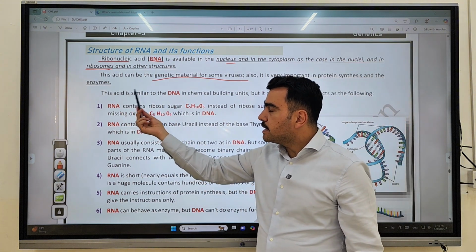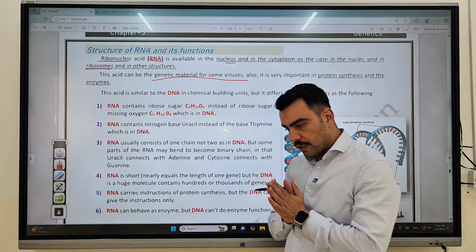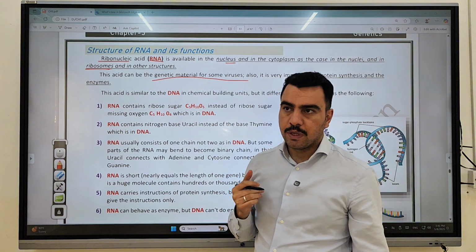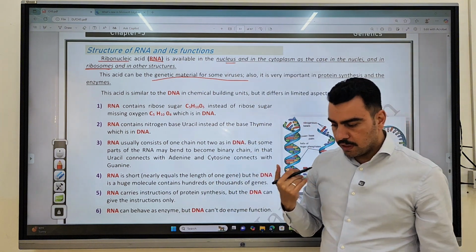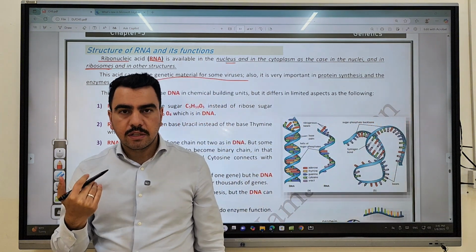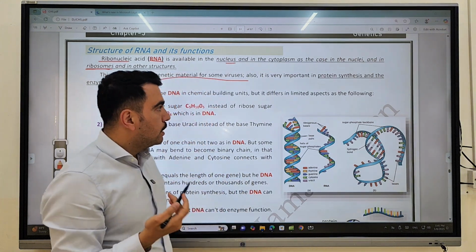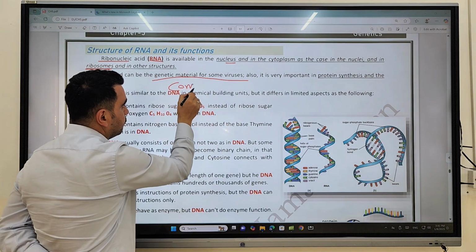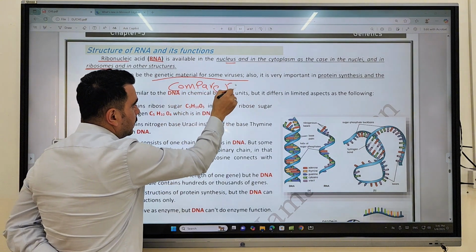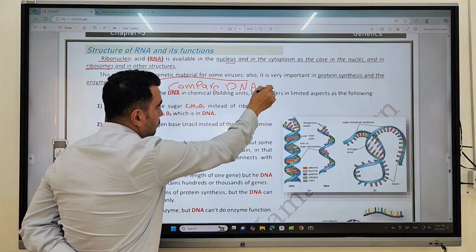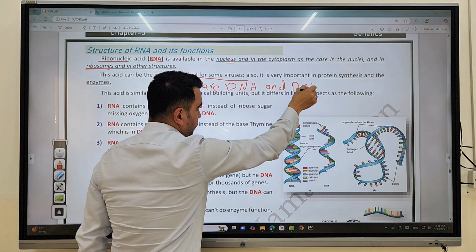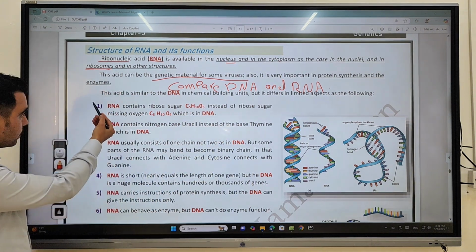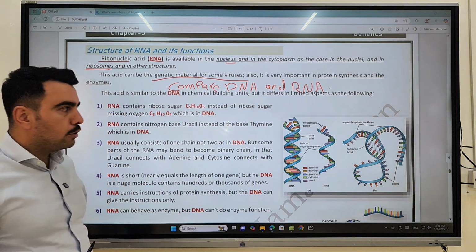This nucleic acid, RNA, is similar to DNA, but in some ways it is different. In the questions they are going to ask you about how they are different, or they say compare DNA and RNA. When it says compare between them, we are going to compare according to these 6 points.